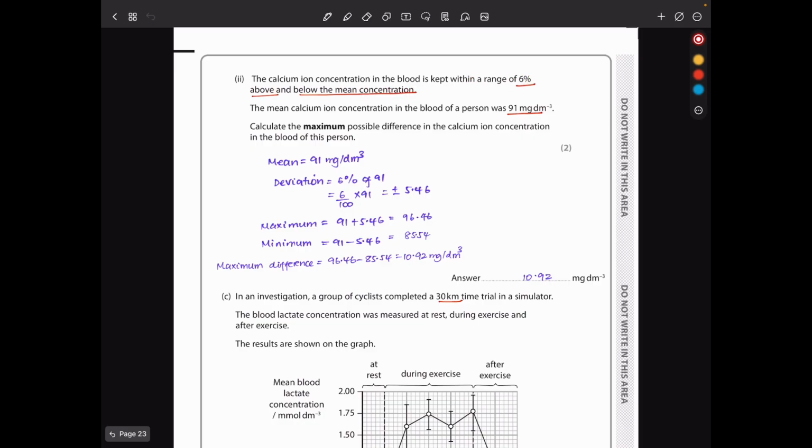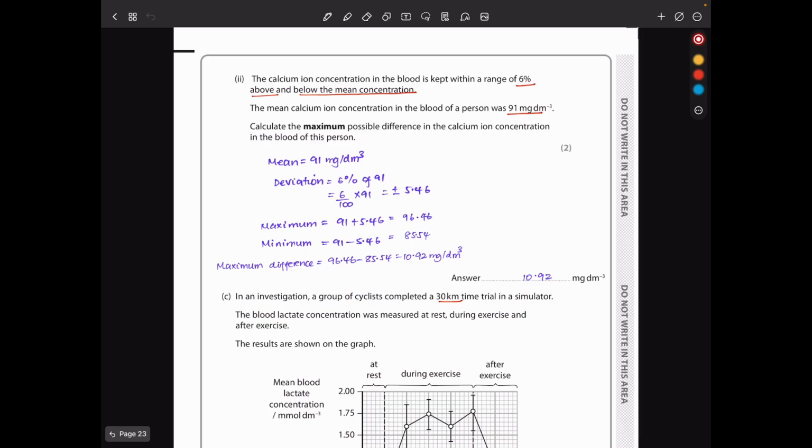Then the calcium ion concentration in the blood is kept within a range of 6% above and below the mean concentration. The mean calcium ion concentration in the blood is 91 milligrams per decimeter cubed. Calculate the maximum possible difference in the calcium ion concentration in the blood. Here they want us to find the maximum, the minimum, and then get the difference.